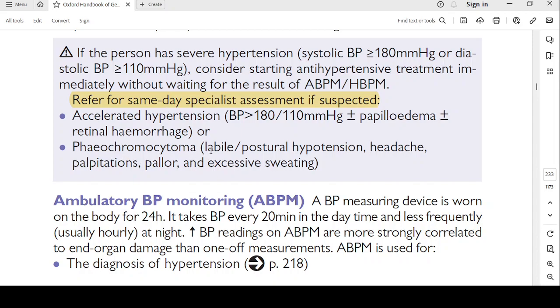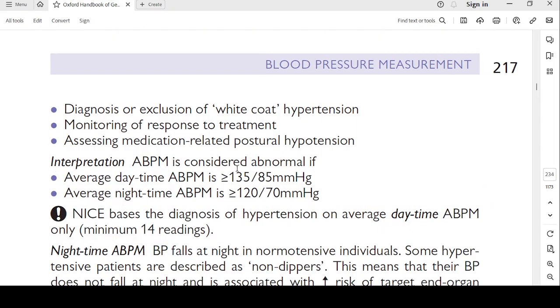Pheochromocytoma: labile or postural hypertension, headache, palpitations, pallor and excessive sweating along with a high BP. So you have to think in lines of pheochromocytoma and refer immediately for same day specialist assessment.